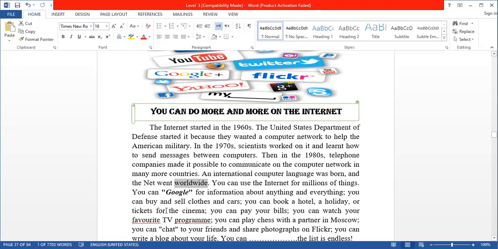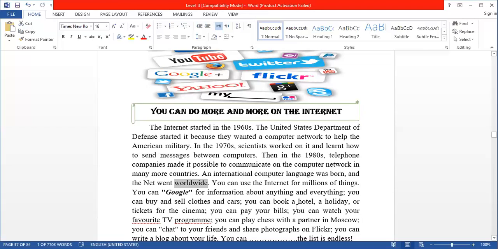You can buy and sell clothes. To buy means what? To obtain something by paying money for it. And to sell: to give something to somebody in exchange for money. You can sell or you can buy and sell clothes and cars, even cars.